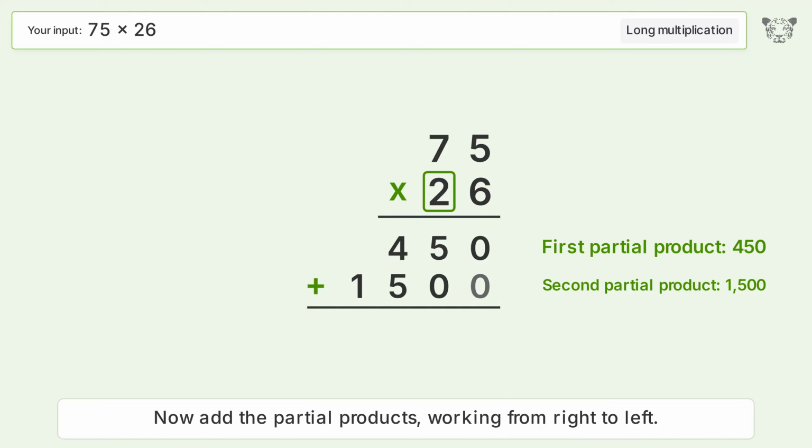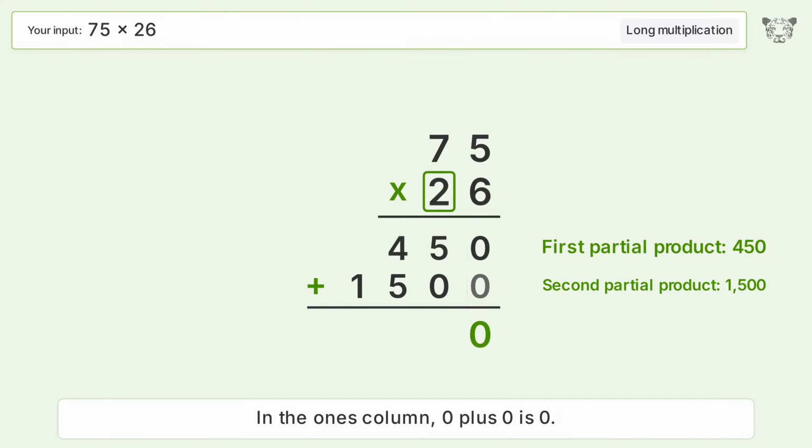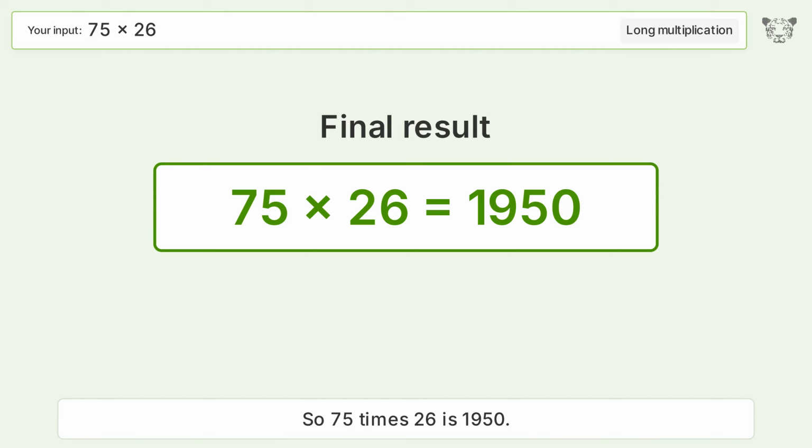Now add the partial products, working from right to left. In the ones column, 0 plus 0 is 0. In the tens column, 5 plus 0 is 5. In the hundreds column, 4 plus 5 is 9. In the thousands column, bring down 1. The whole product is 1950. So 75 times 26 is 1950.